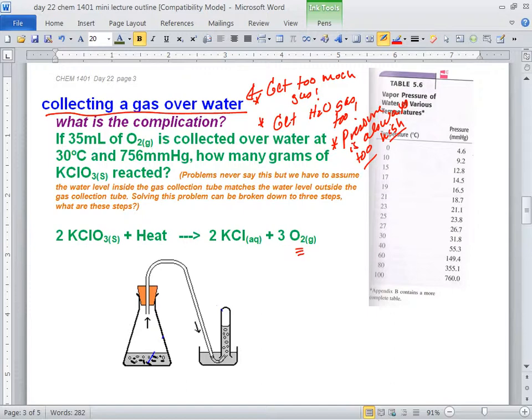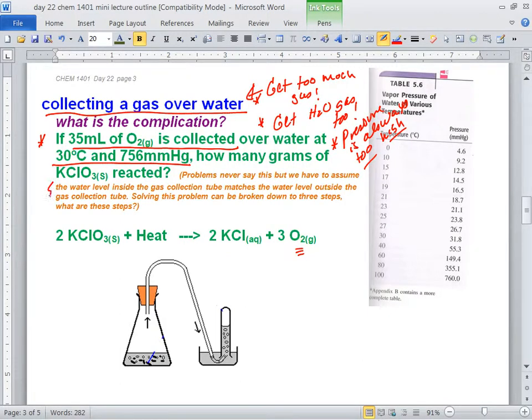Okay, so let's take a look at this question. This is a collecting gas over water question. If 35 mL of oxygen gas is collected, so that means you heated this up and it displaced water, and somehow you had to measure this. We'll do that in lab. There's actually 35 mL of oxygen collected over water at 30 degrees Celsius and 756 millimeters of mercury. How many grams of KClO3 reacted?